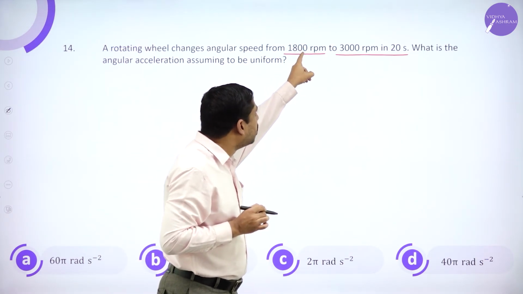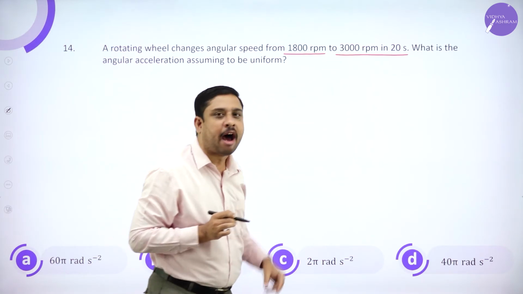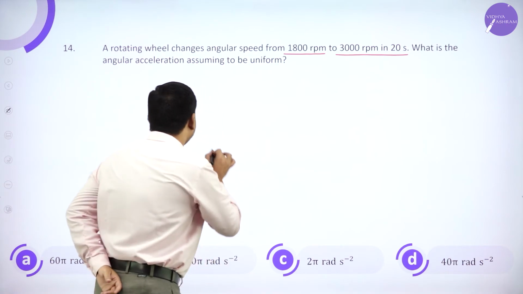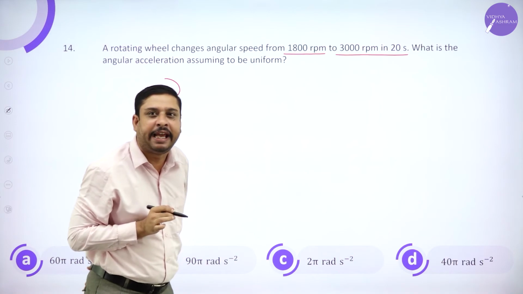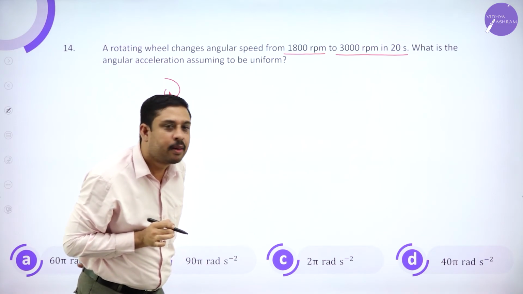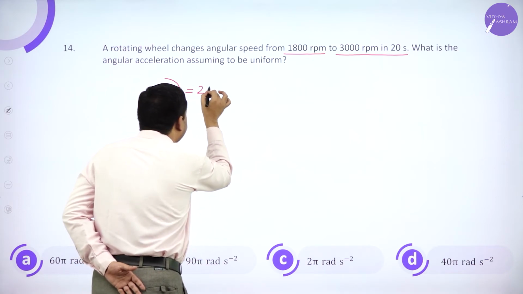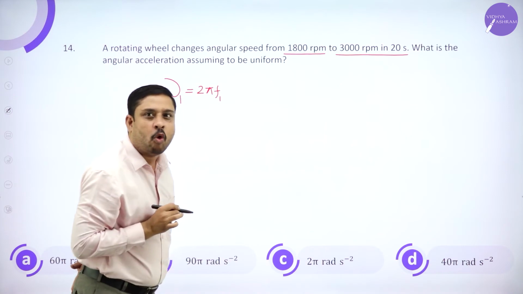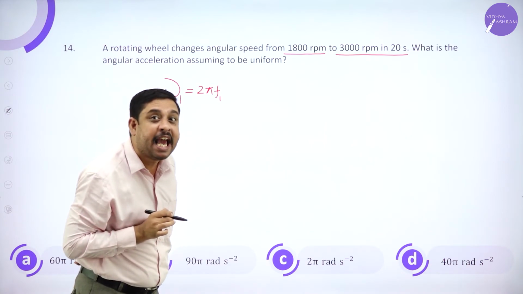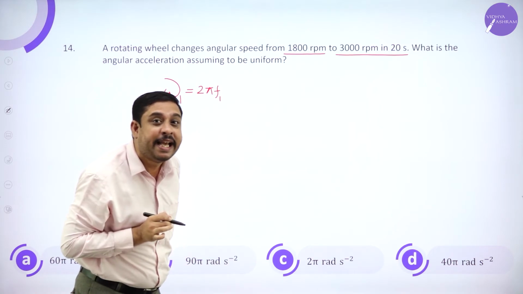Initial angular velocity, final angular velocity. So omega 1 is 2 pi f1. Omega is always 2 pi f, or 2 pi divided by T.